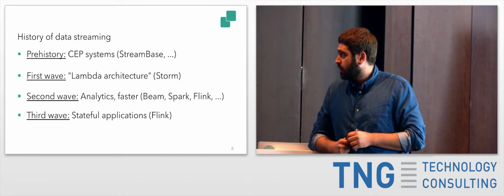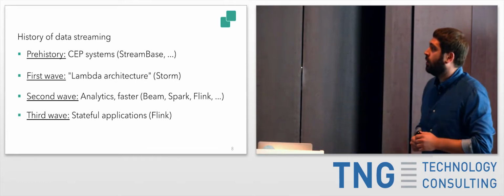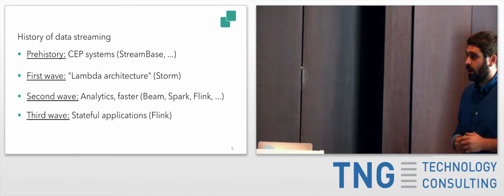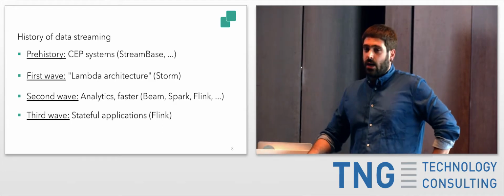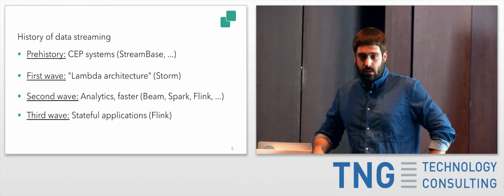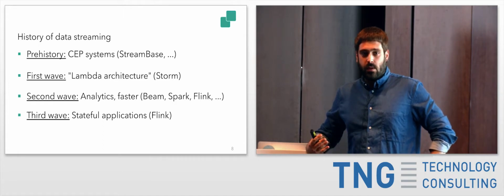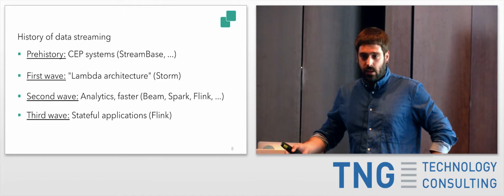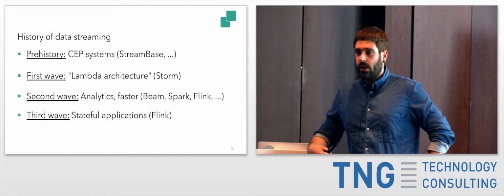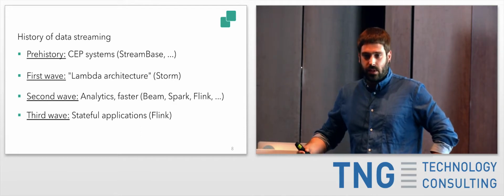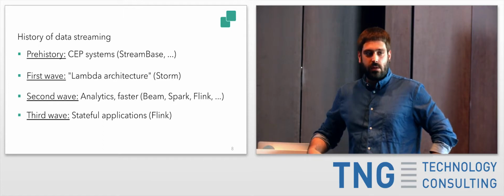So that was the Lambda architecture. And then what I would call the second wave, which is still going, is accurate processing, so accurate analytics, so no more Lambda architecture. You can do everything with a stream processor. You can do everything in real time. You don't need this batch job to run at the end of the day, which has many benefits. But essentially, this is analytics on your data faster. And this is the premise of many projects.